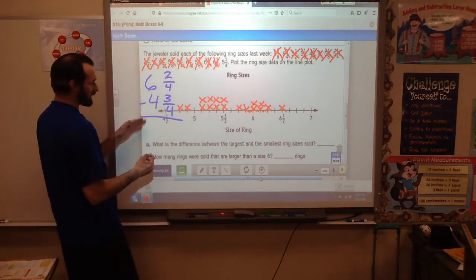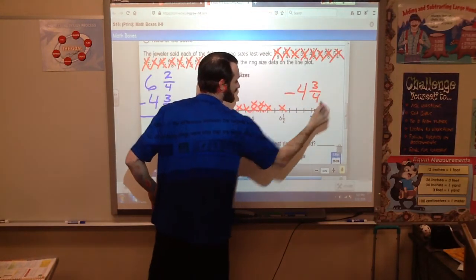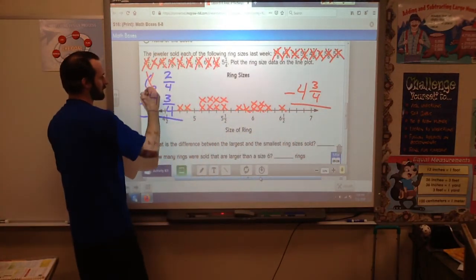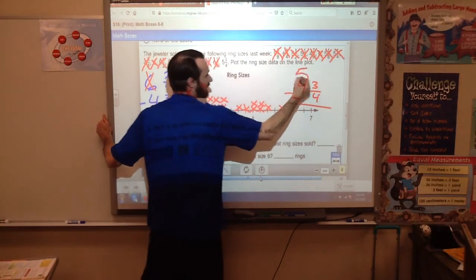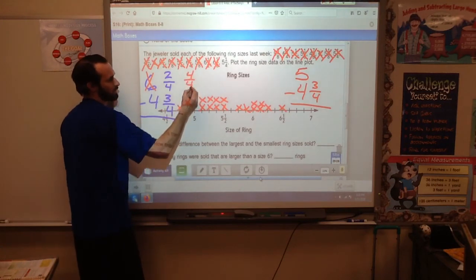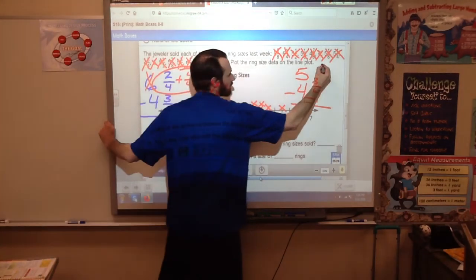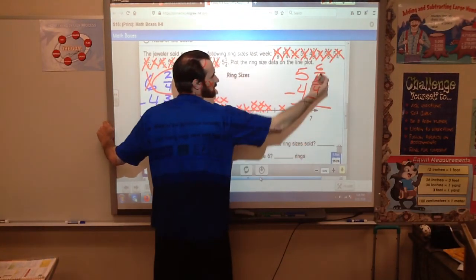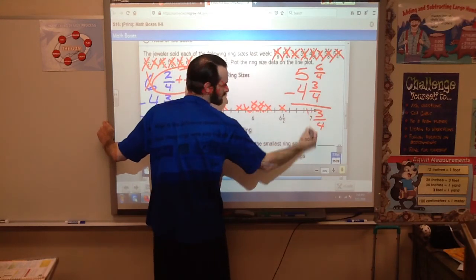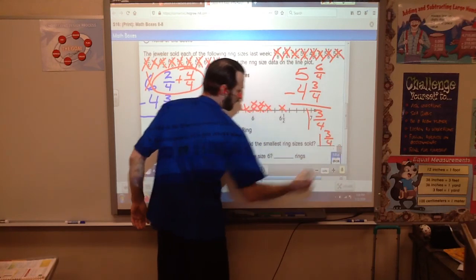So if you remember what I've taught you, this bottom part's going to stay the same. The -4 3/4, that's going to stay the same. But what's going to change is the top one. We're going to cross out this 6, we're going to make it a 5. We're taking one away from that. If we take one away, that's 4/4. So how many fourths do you have here now? 6/4. 6 minus 3 is 3 over 4. 5 minus 4 is 1. So here you should have had 1 3/4.